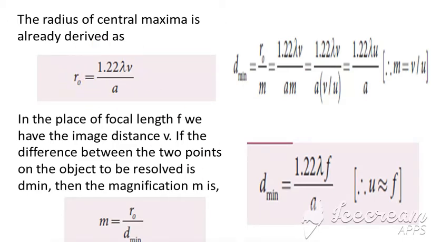The radius of the central maximum, this is a formula which you already know. This formula is very important for deriving these equations. So r naught is equal to 1.22 lambda f divided by a. Okay, so r naught is equal to 1.22 lambda v divided by a. Here V is written since V is equal to F. So in the formula we have the term F, but instead of F we are writing V.